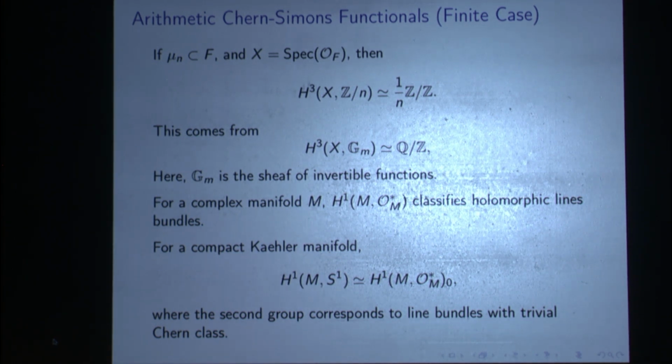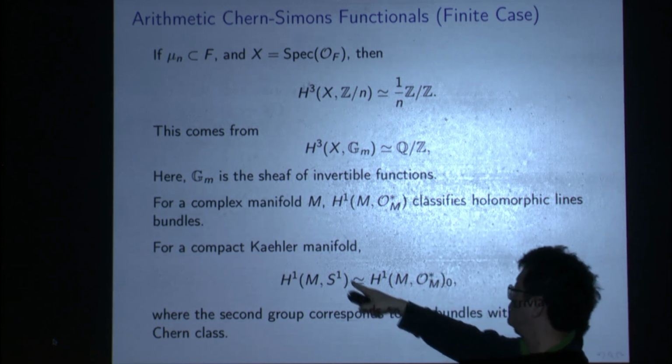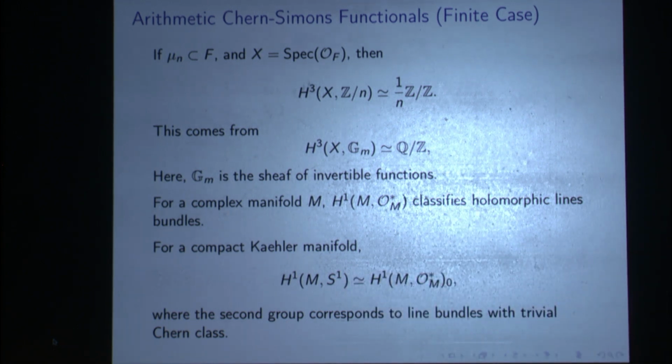Invertible functions give you a very discrete type of answer, like the discrete points of the circle. So I guess what I'm trying to say is that the G_m business is very much like the S1 coefficients that you might consider in manifold theory.